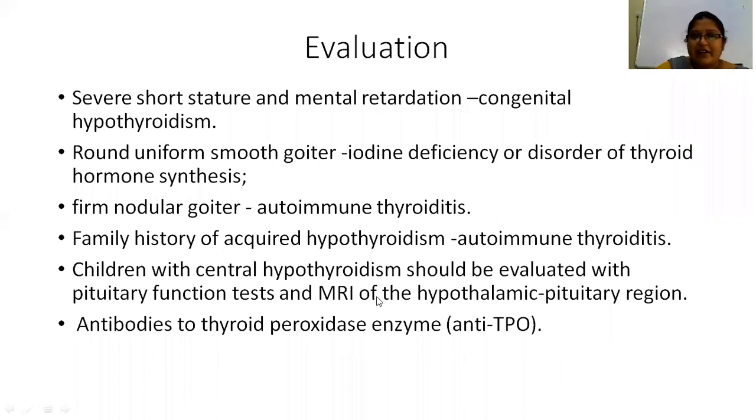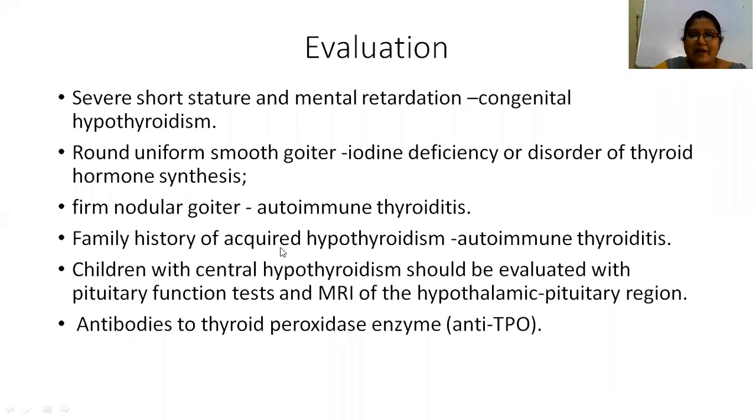So when we evaluate, when anyone comes with severe short stature and mental retardation, we have to suspect congenital hypothyroidism. Thyroid aplasia and hormone dysgenesis may also present late during adulthood. And then we have to examine the goiter. If there is a round and uniform goiter, it suggests iodine deficiency or dyshormonogenesis. If it is a firm nodular goiter, it suggests autoimmune thyroiditis.